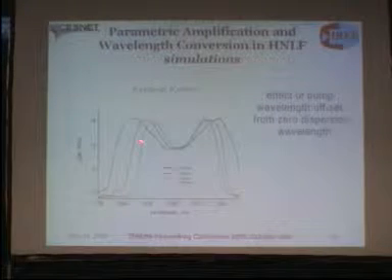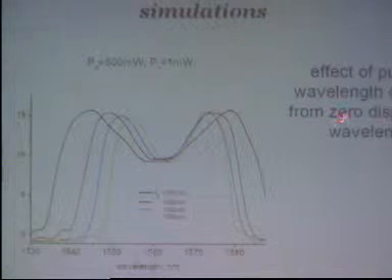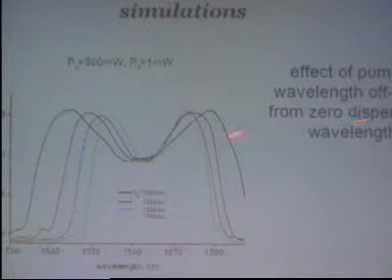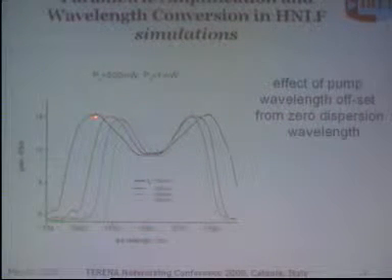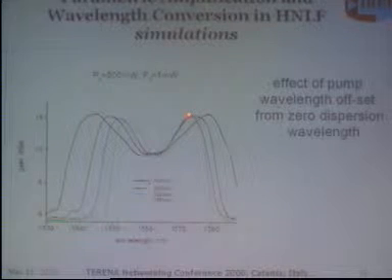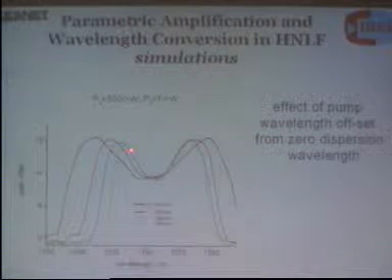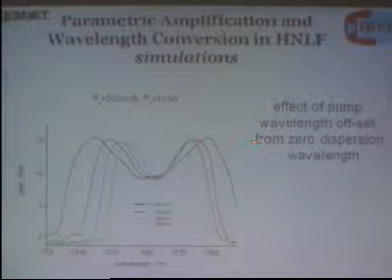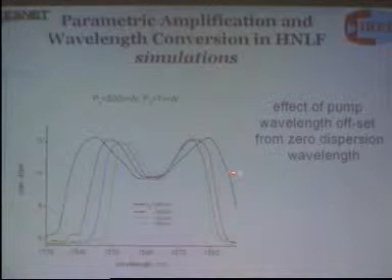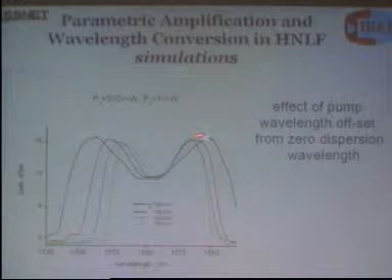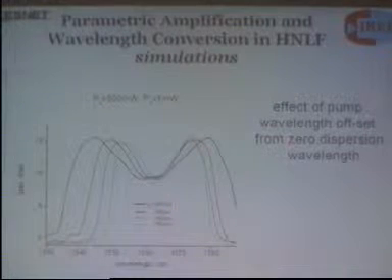This slide demonstrates the effect of the offset of the pump wavelength from the zero dispersion wavelength. So you see that the maximum gain remains almost the same. The only difference is that the bandwidth becomes smaller when you move further away from the zero dispersion wavelength. So the broadest amplification is obtained if the pump wavelength is as close as possible to the zero dispersion wavelength.